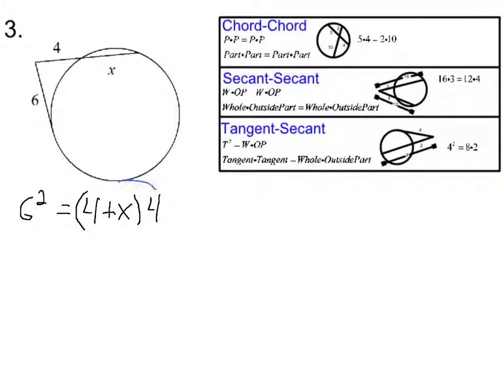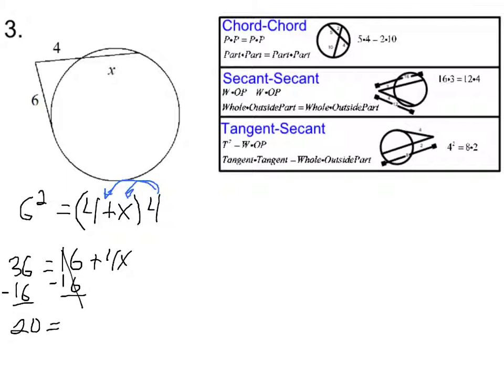So 4 distributed to the 4 and to the x, that means multiplied. So what do I have here? 36 on this side. I have 16 plus 4x. Subtract my 16. I get 20 equals, this cancels, 4x. Divide by 4 on both sides, and x equals 5.